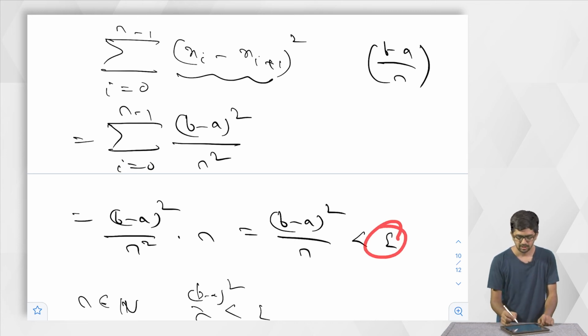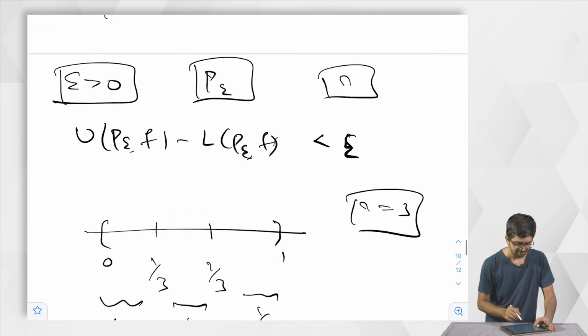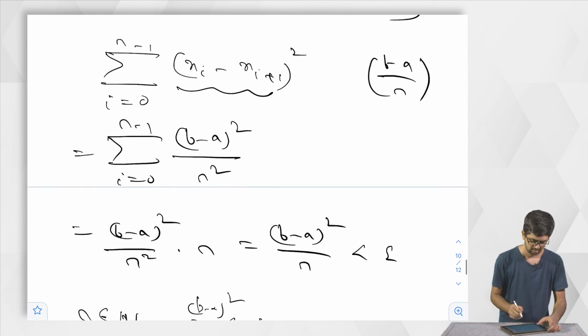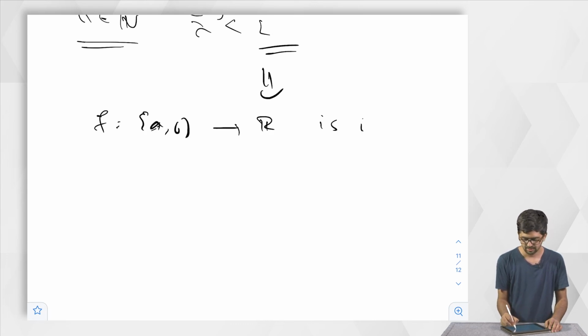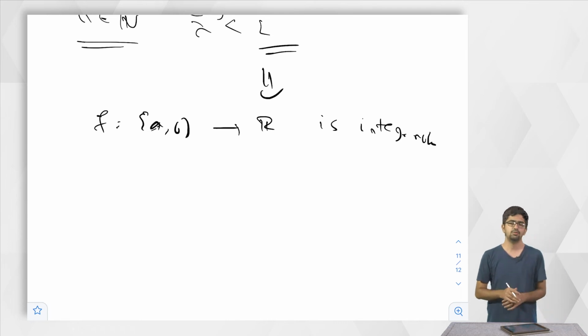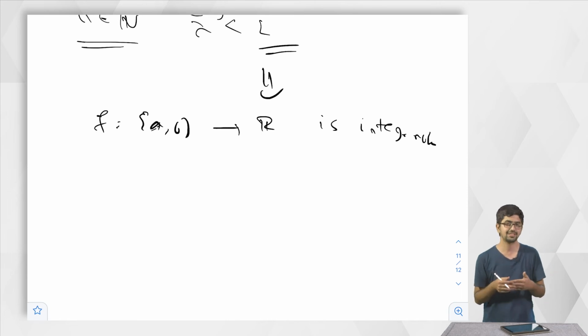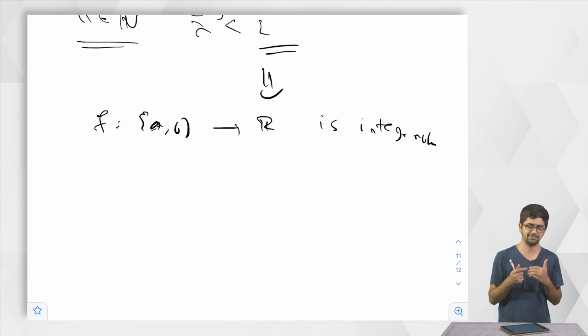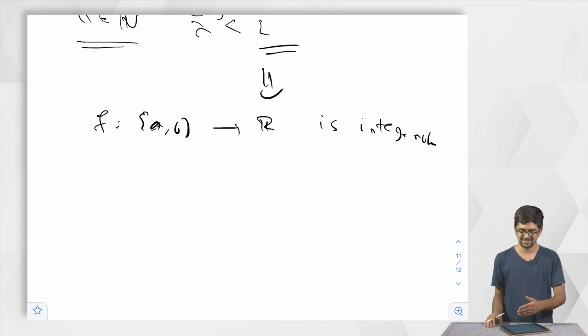Given epsilon positive, there is an n belonging to N such that (b minus a) whole square by n is less than epsilon. So what does this say? This says f is integrable. So this implies the identity function f from [a, b] to R is integrable. Now checking for integrability is one thing, and computing the integral is a different thing. So this I will add in the lecture notes, I will not do it here, it is already getting extended.